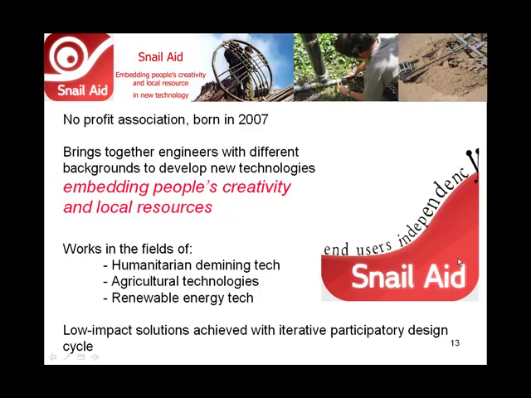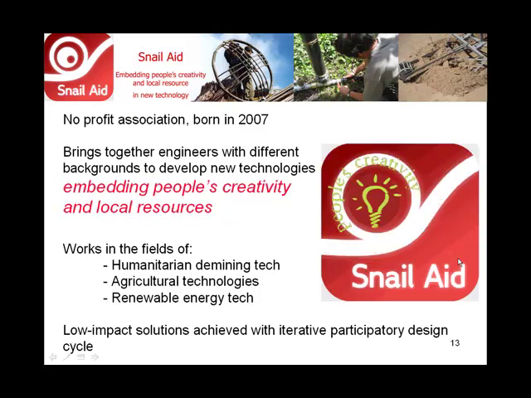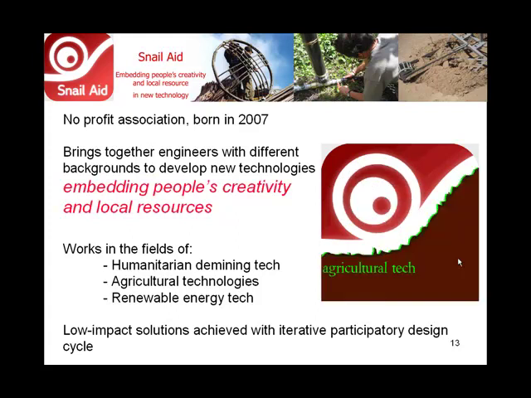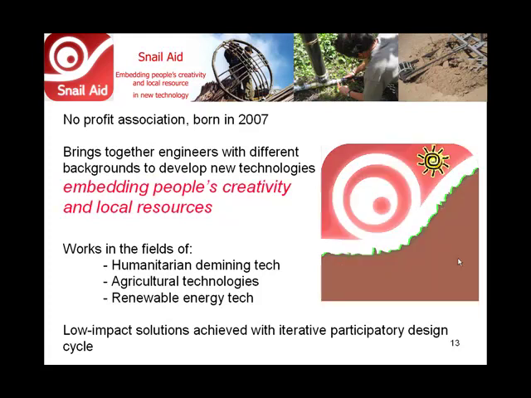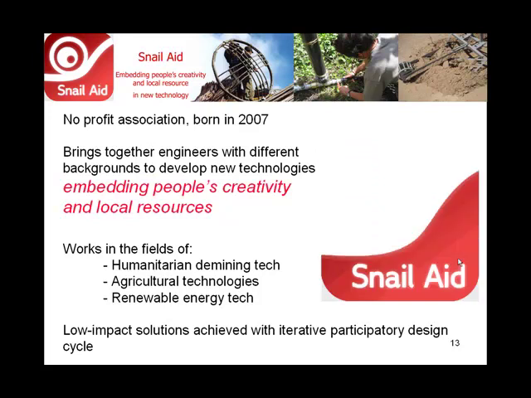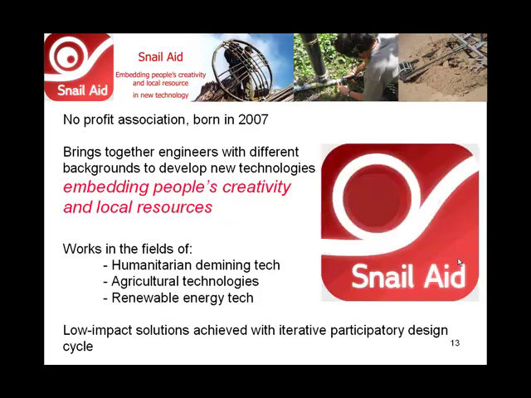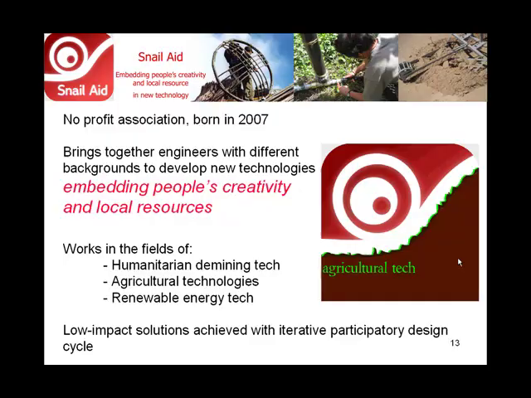So here is what we are working on in Genova. We are working with the Snailaid, which is a non-profit association, and in collaboration with the University of Genova. The association brings together engineers with different backgrounds, and we aim to design new technologies embedding people's creativity and local resources. We work in different fields. One of these is humanitarian demining.